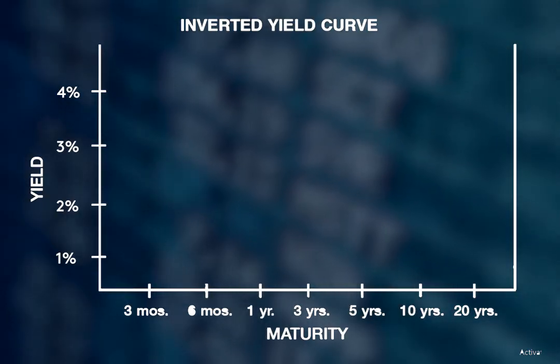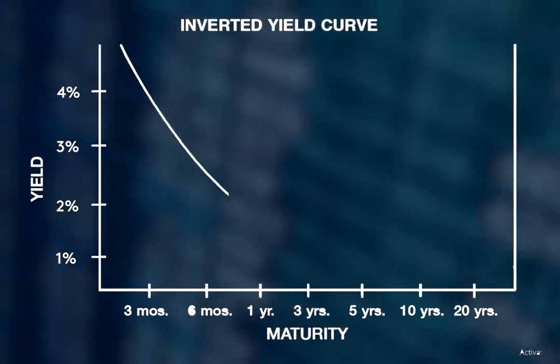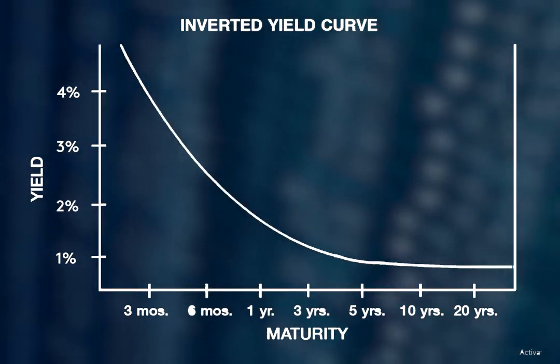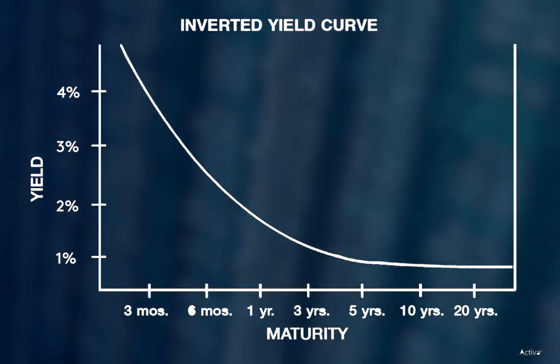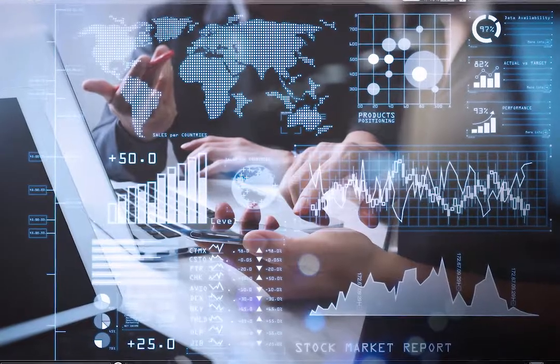But lately, the yield curve has become inverted, meaning that short-term rates pay more than long-term rates. For example, the 10-year Treasury now pays 1.5%, but 2-year Treasuries pay 1.6%. Why is this happening?